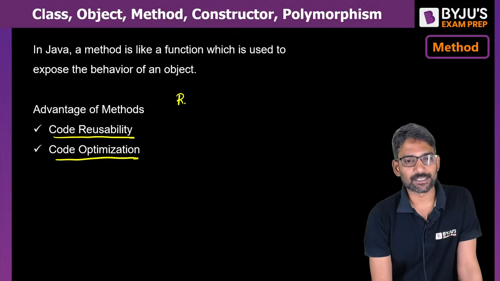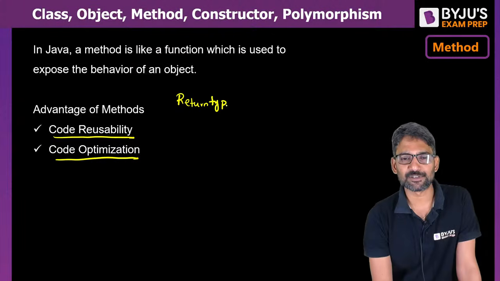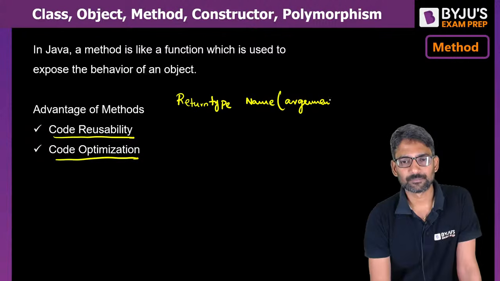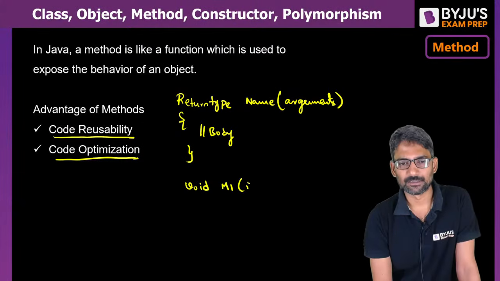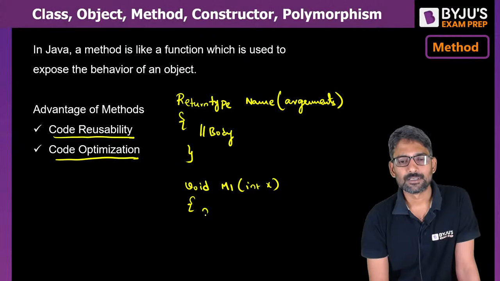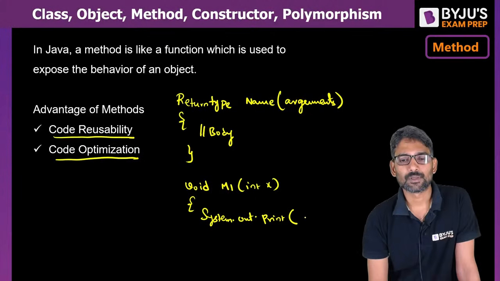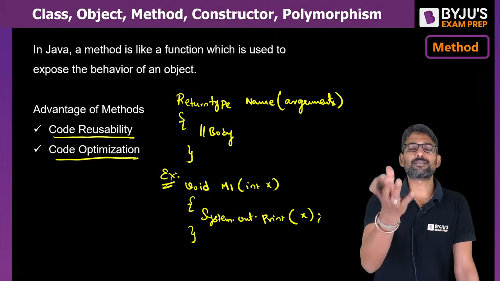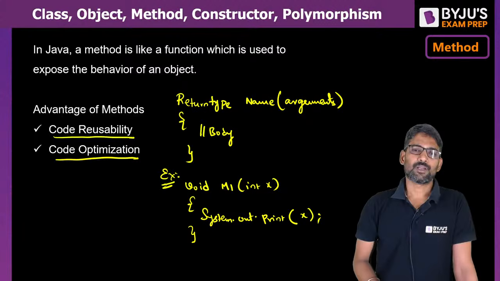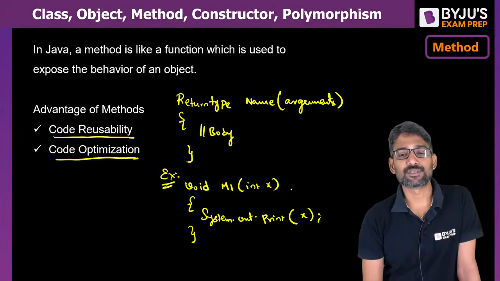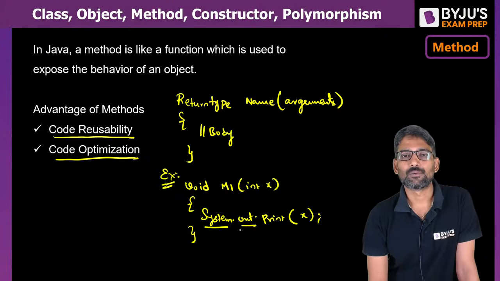Okay, so how do you write a method? How do you define a method? As in a function: return type, name of the method, arguments or parameters of the method, and body. Similar to functions, guys, like void m1, int x, System.out.print, x. If you observe, it is similar to a function. Of course, in C we use printf, here we use this. Here System.out. What are these?